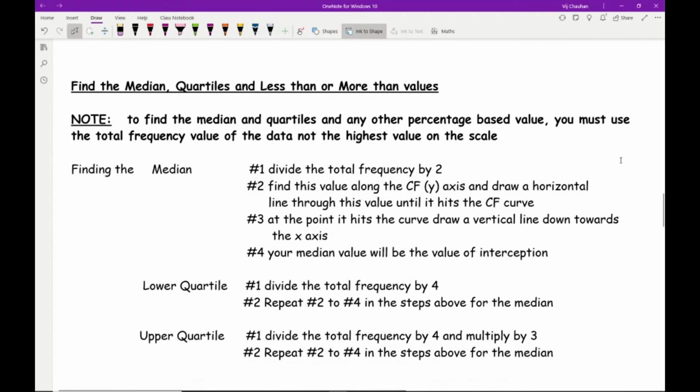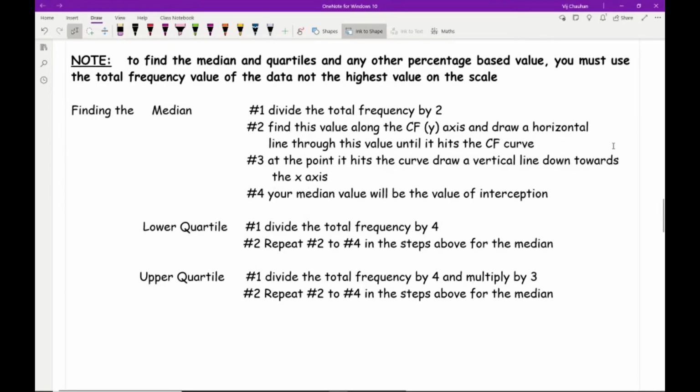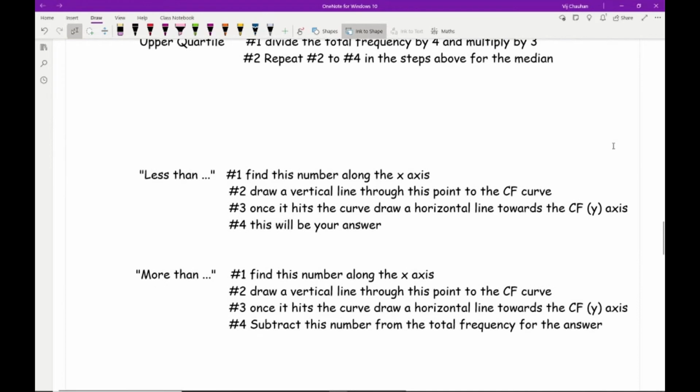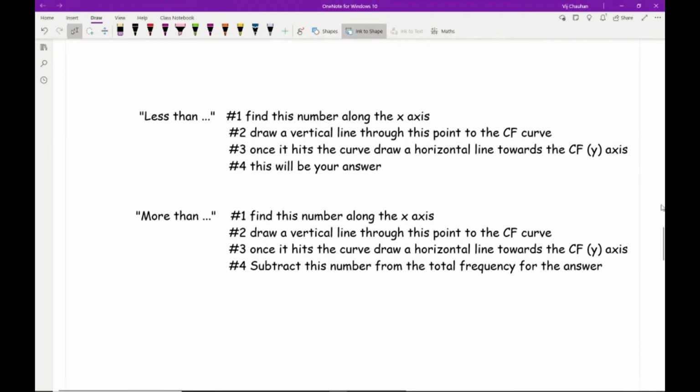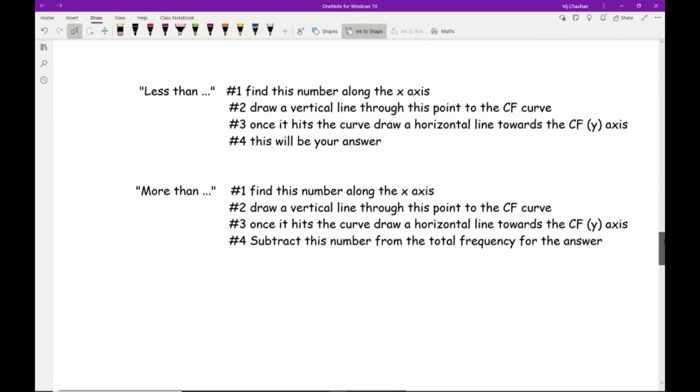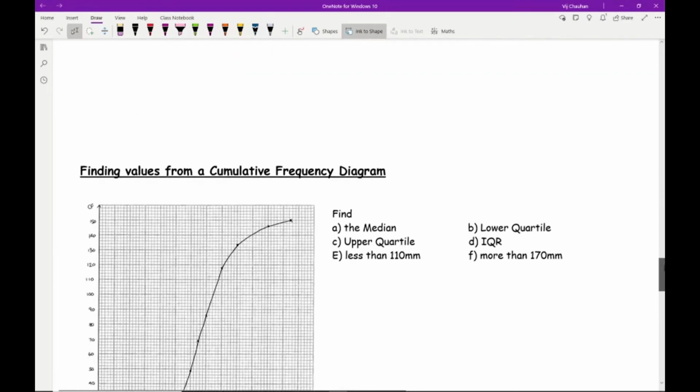To find the median, we need to divide the total frequency by 2. Find the value along the cumulative frequency or the y-axis and draw a horizontal line through this value until it hits the cumulative frequency curve. At the point where it hits the curve, draw a vertical line down towards the x-axis, and your median value will be the value of interception. Again, for the lower quartile and upper quartile, I will go through those steps as well. For less than, more than, your steps are on the screen, but like I said, the best way of explaining these is often to go through an example.